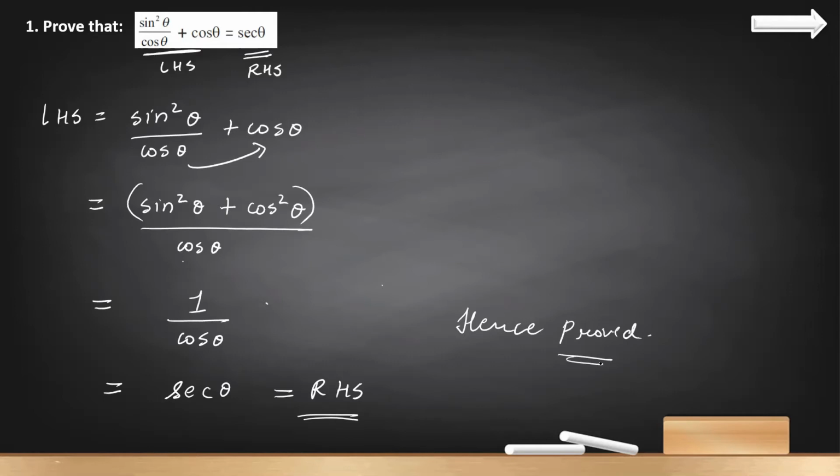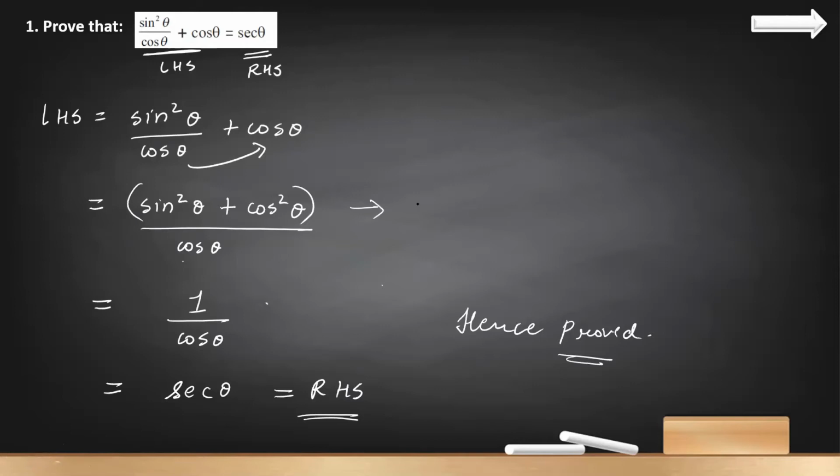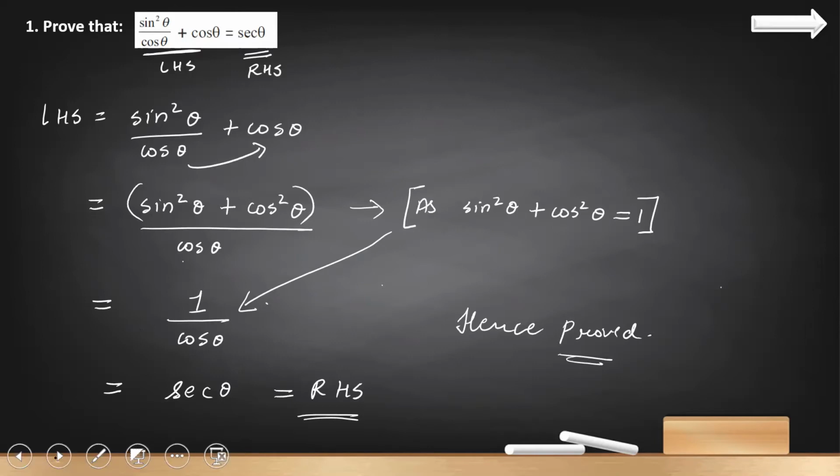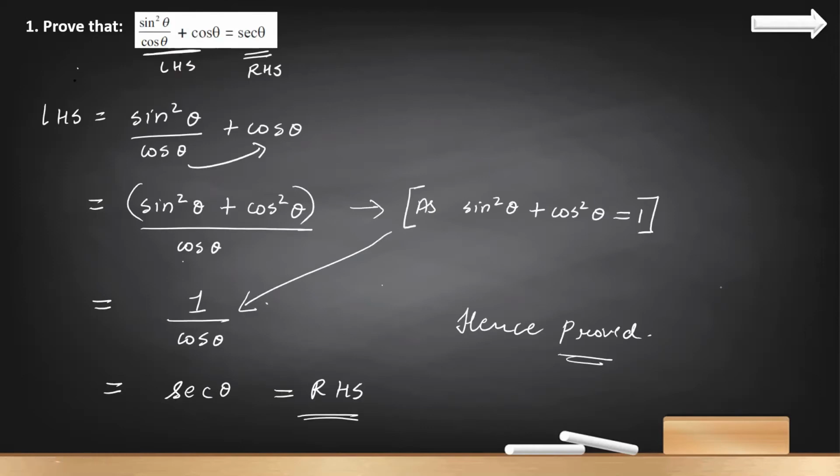Understood? Sometimes you can also write the reasons how you arrive from here to here. So you can just write down over here, sine square theta plus cos square theta equal to 1, put it in a bracket so that this will be an explanation for this one. Okay, let us try to solve the next question. Now, again, RHS is simplified, LHS is complicated. Let us start simplifying LHS then.